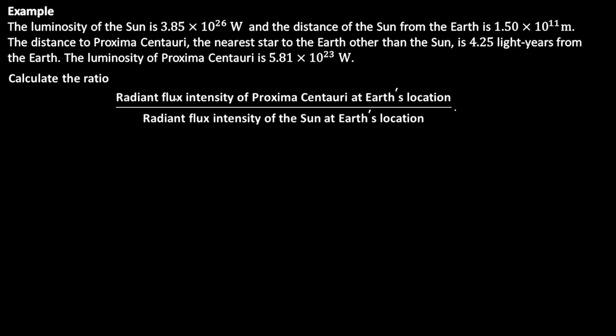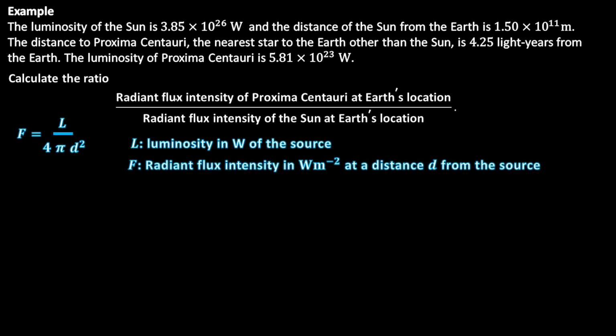Calculate the ratio of the radiant flux intensity of Proxima Centauri at Earth's location to the radiant flux intensity of the sun at Earth's location. To answer this question, we have to use the equation F = L / (4πd²), where L is the luminosity in watt of the source, F is the radiant flux intensity in watt per meter squared at a distance d from the source, and d is the distance from the source in meter.